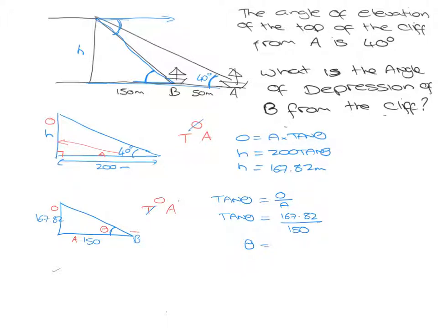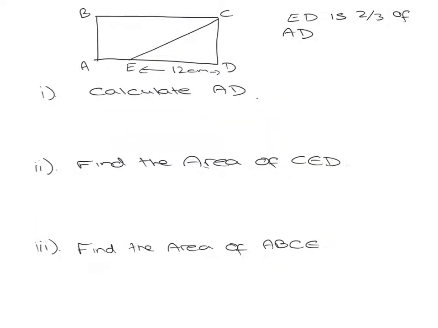Whenever you're finding an angle, you do the inverse tan. So the inverse tan of that gives you 48.2 degrees. And the angle of depression, because that's from the horizontal and these are both parallel, is equal to theta. So the angle of depression is also 48.2 degrees.